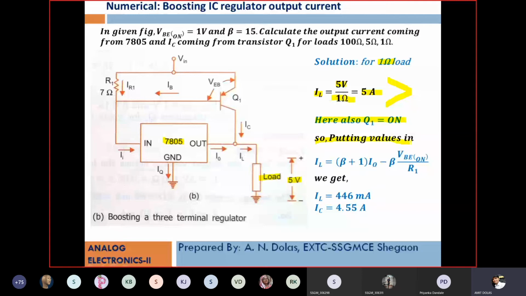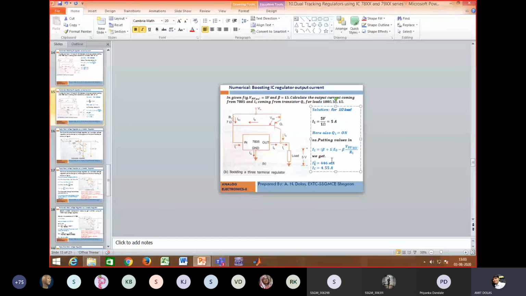If the transistor is on, we have to use this formula: IL is equal to (beta plus 1) into I0 minus beta into VBE on divided by R1. By putting in the values, load current 5 ampere, beta 15, VBE on 1 volt and R1 7 ohm, we get the output current of the IC equal to 446 milliampere.